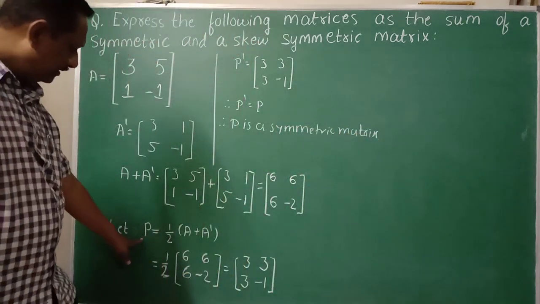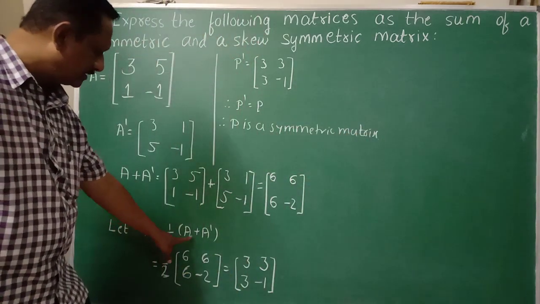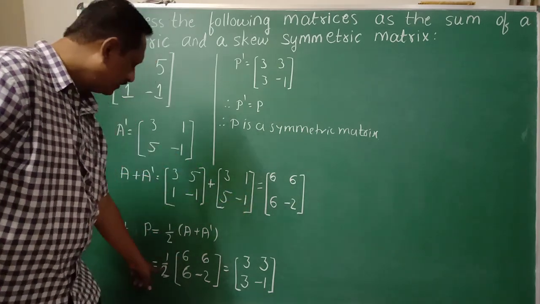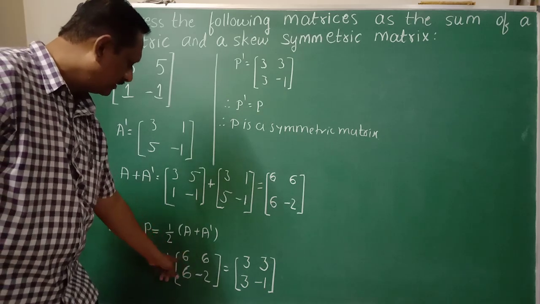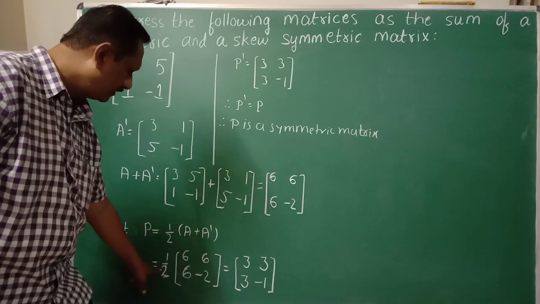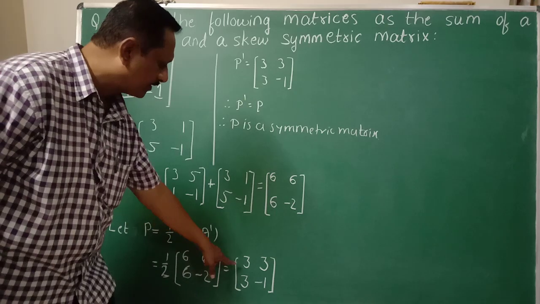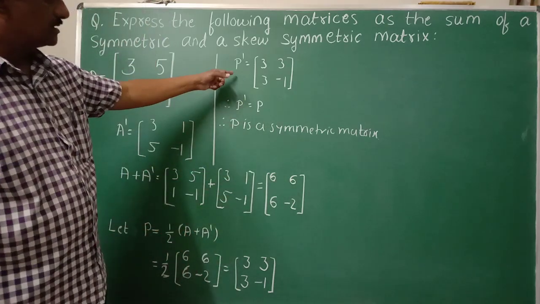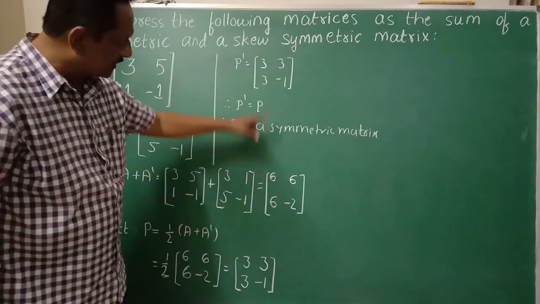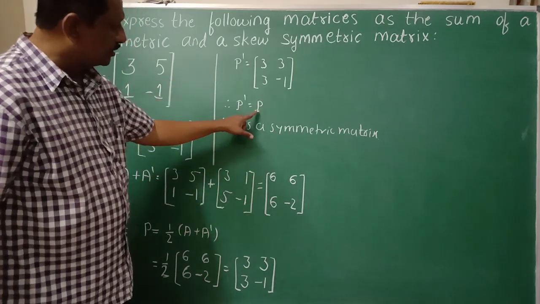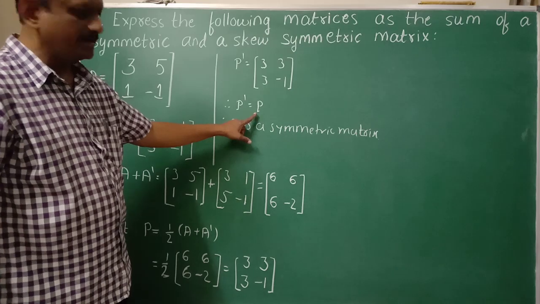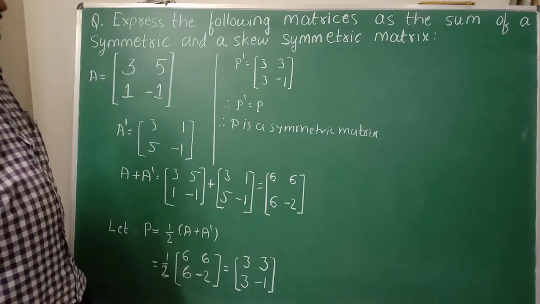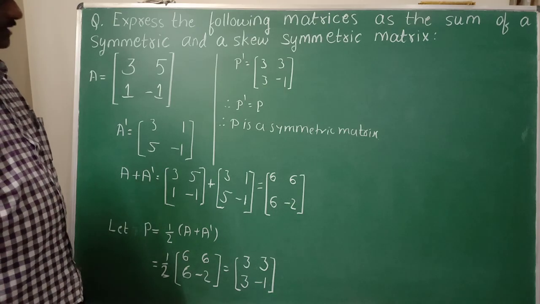So we are taking P is equal to 1 upon 2 into A plus A dash. So A plus A dash is this here. Therefore multiply each element by 1 by 2, or divide each element by 2, we get this matrix. So P is this matrix. Then write its transpose. Comparing these two, P dash is equal to P. By the definition of symmetric matrix, P is said to be a symmetric matrix.